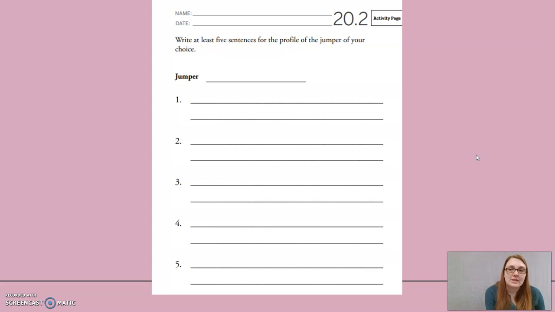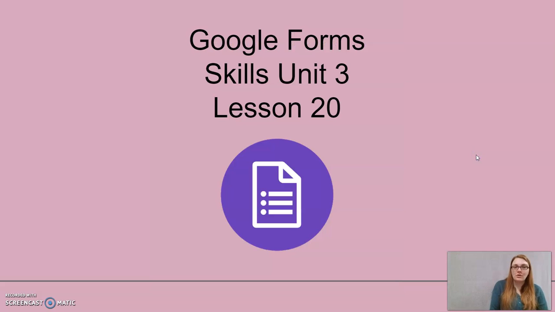Alright, for your activity page today, you're going to write at least 5 sentences for the profile of the jumper of your choice. Okay, so last time we wrote a few adjectives about a jumper, so you can use the same jumper and write their name, and then 5 sentences about your jumper. And if not, you're going to do your Google form for lesson 20.